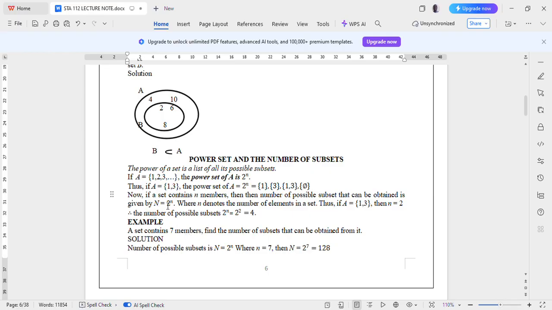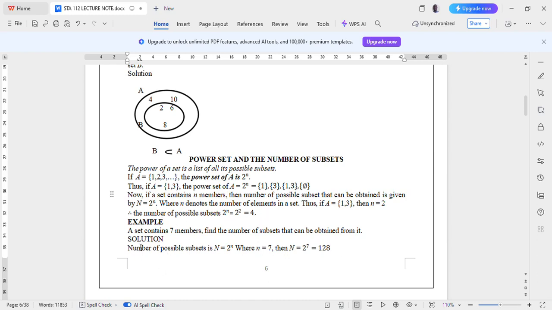Now, if a set contains n members, the number of possible subsets that can be obtained is given as 2 raised to the power n, where n denotes the number of elements in the set. Thus, if A is this, then n is equal to 2, so the number of possible subsets is 2 raised to the power 2, which is 4.